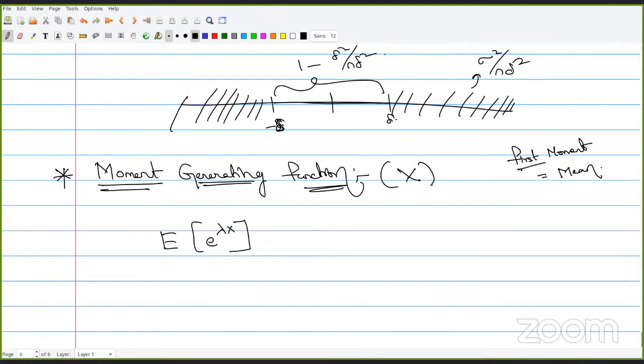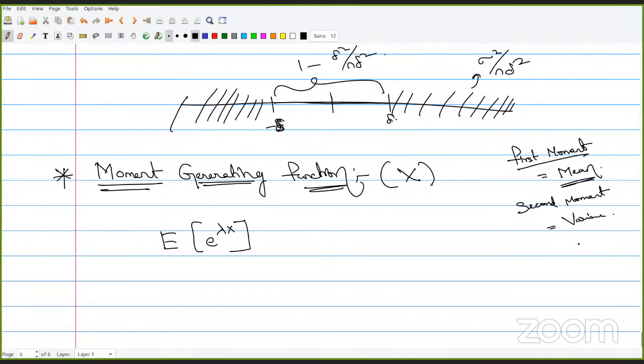How many of you know the first moment is the mean? Okay. What is the second moment then? Variance. Right. Likewise, it will give us the moments. It will give us the third moment, fourth moment, fifth moment. So these are the central moments that you see.